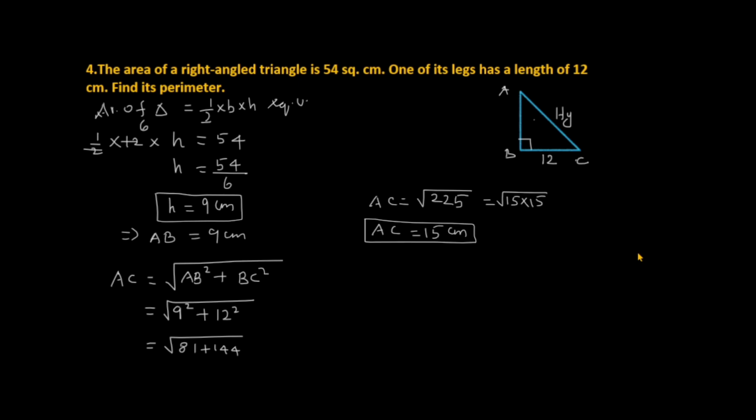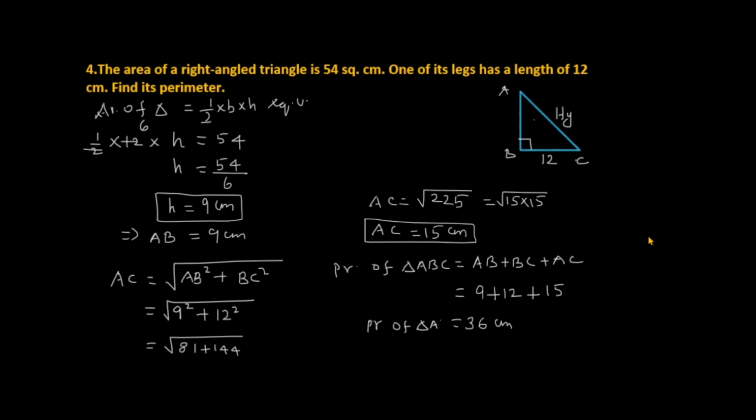Now we can find perimeter of triangle ABC. Perimeter of ABC is equal to sum of all the three sides, AB plus BC plus AC. AB is 9 and BC is 12 centimeter, AC is 15 centimeter. So the perimeter is 36 centimeter. So perimeter of the triangle ABC is 36 centimeter.